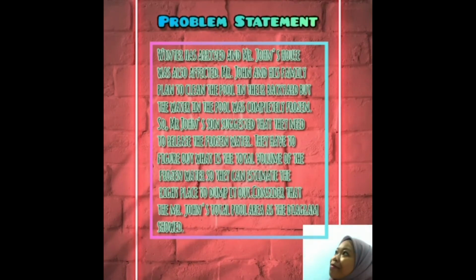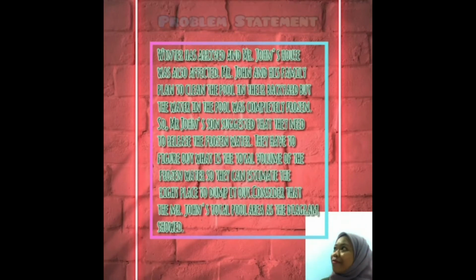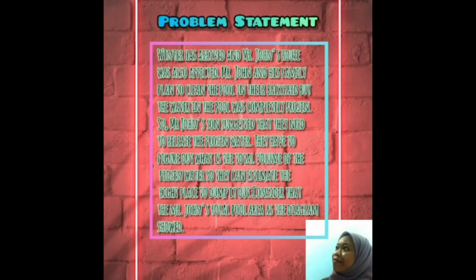Winter has arrived and Mr. John's house was also affected. Mr. John and his family planned to clean the pool in their backyard, but the water in the pool was completely frozen. So, Mr. John's son suggested that they need to release the frozen water. They have to figure out the total volume of the frozen water so they can estimate the right place to dump it out.